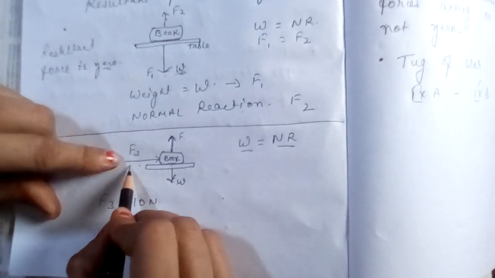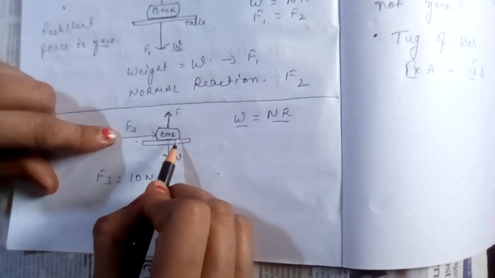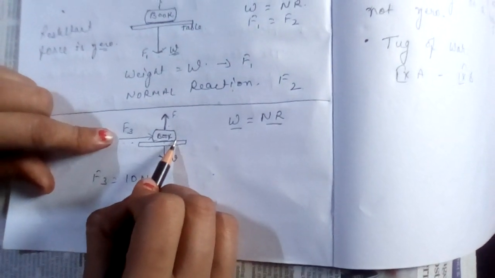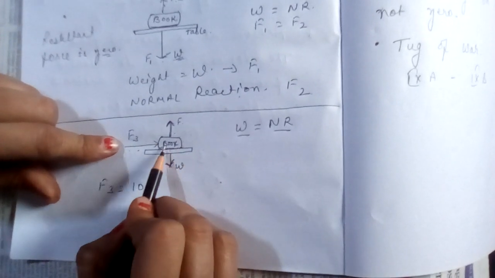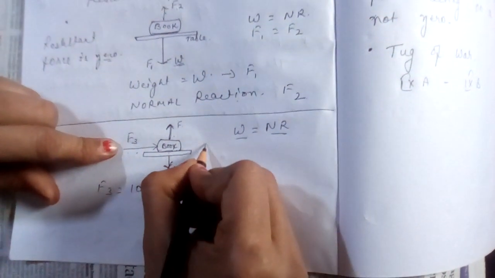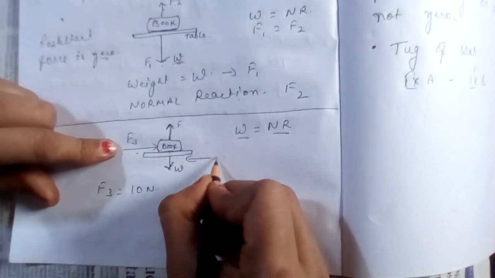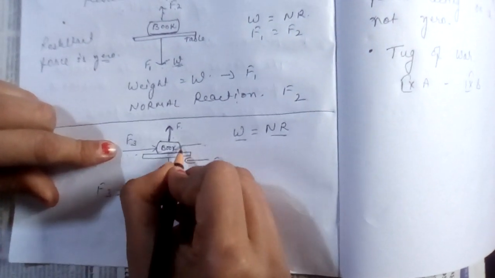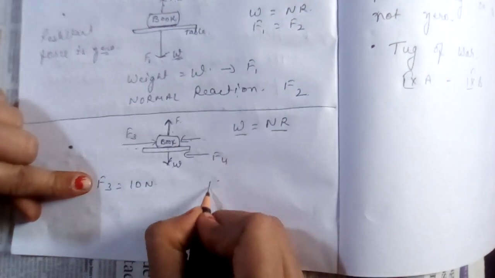Naturally, when any object has an applied force, a reactive force, that is frictional force, comes into play. So frictional force is acting on this. Let us take the frictional force in the opposite direction, F4. It is acting in the opposite direction.